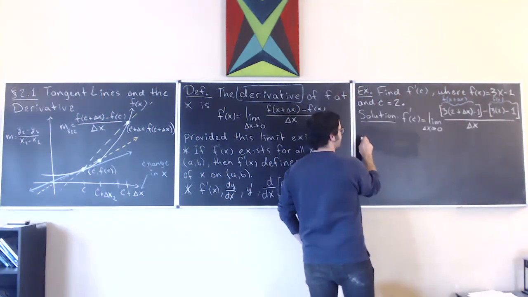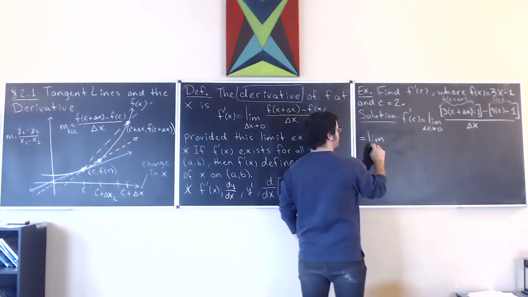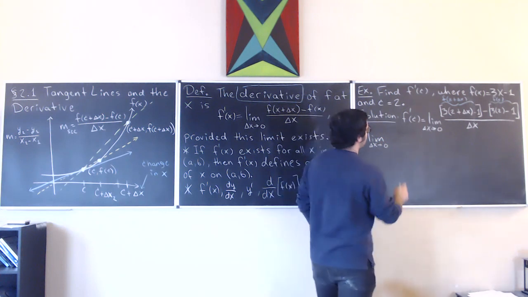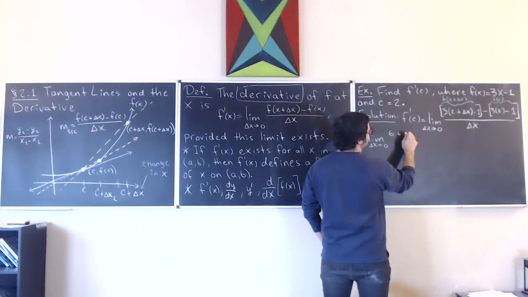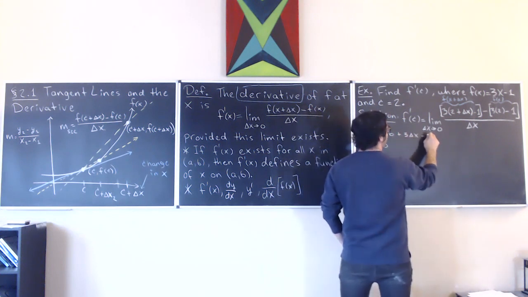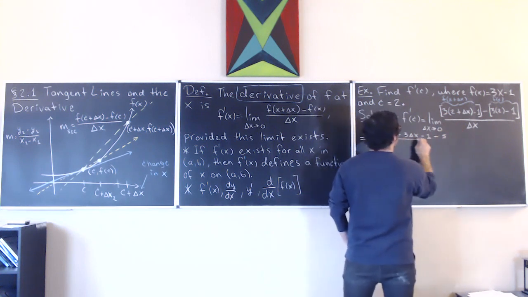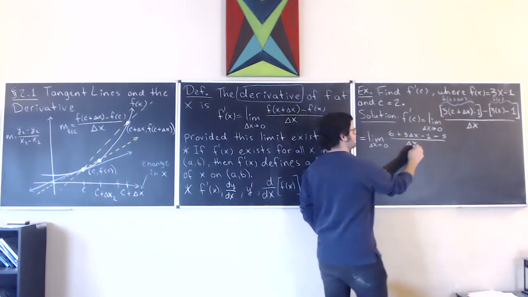Very important to remember to write your limits. So it's the limit as delta x goes to 0 of (6 plus 3 delta x minus 1 minus 5) all over delta x.